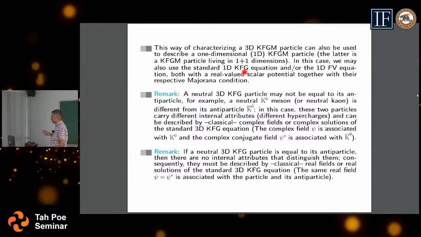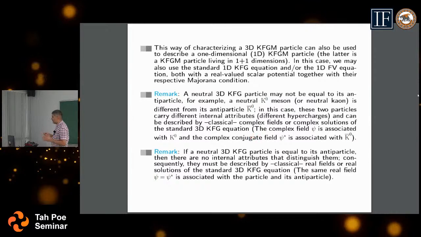This manner of characterizing a three-dimensional particle is the same in 1 dimension, but you cannot speak about spin. The spin vanishes in 1+1 dimensions, so we can use the Klein-Fock-Gordon equation in 1+1 dimensions or the Feshbach-Villars equation in 1+1 dimensions, and a scalar potential with the Majorana condition.